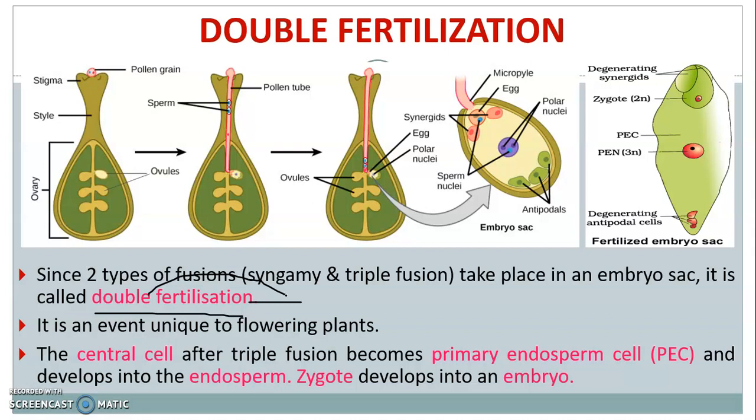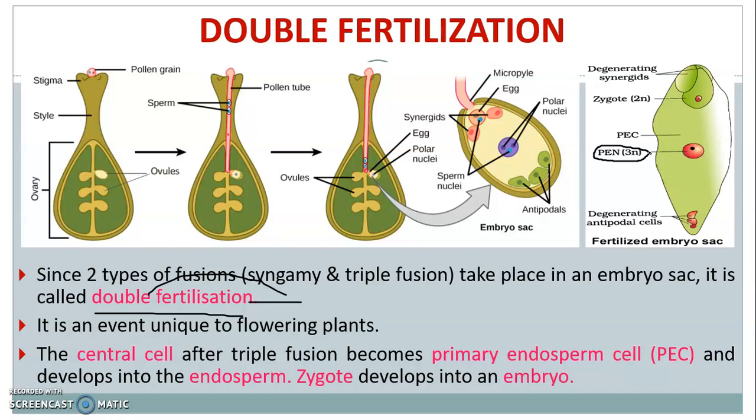This is a very important event in the flowering plant. This is a very unique feature, a unique event in the flowering plant. Now, the primary endosperm nucleus is the 3n condition. I have already explained why it is 3n: we get 2n from the central cell polar nuclei and 1n from the male gamete. So this is the 3n condition.